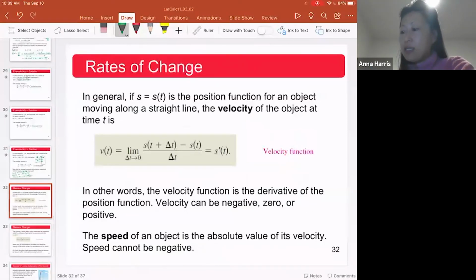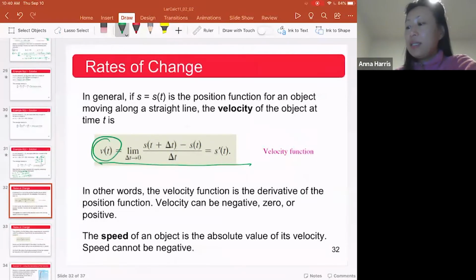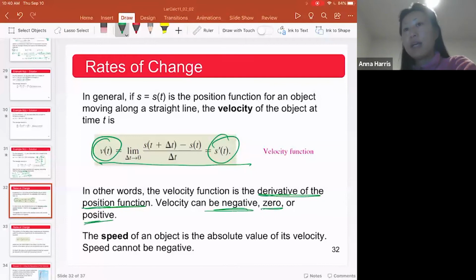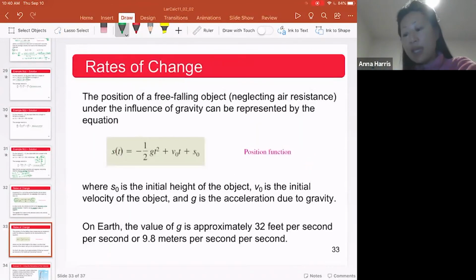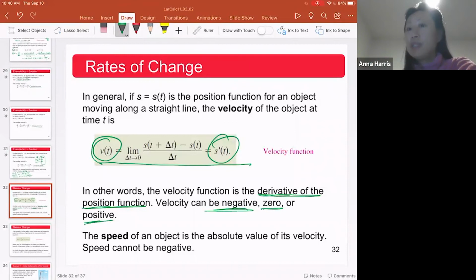Now, the next thing. Velocity is the same as the first derivative of your position function. So you know how to do it. The velocity is a derivative of the position function, and velocity can be negative, 0, or positive. Like the last problem, all these are negative, which is fine. That means it's going downward. Velocity can be negative, positive, or 0. 0 means you don't have any velocity.